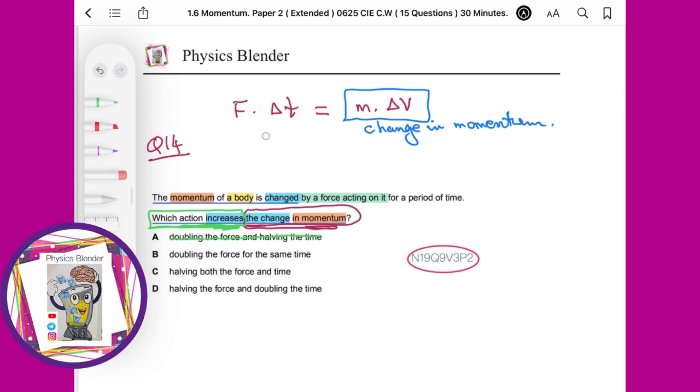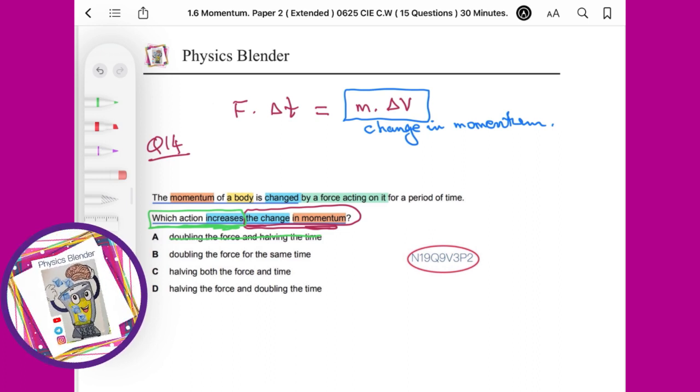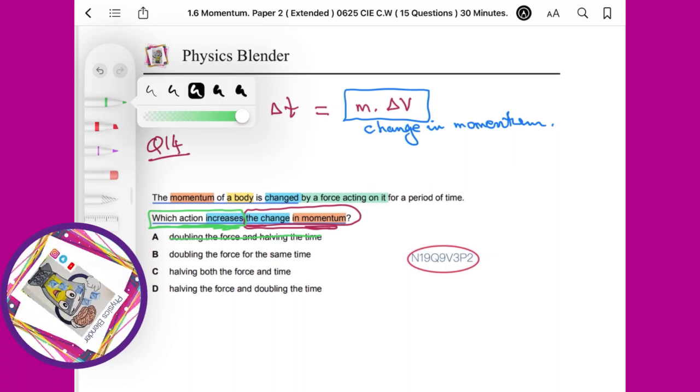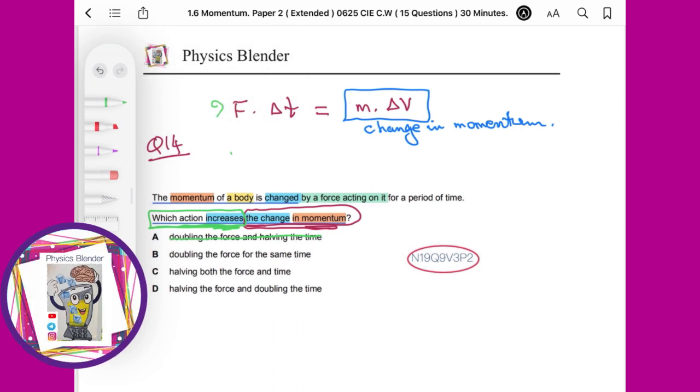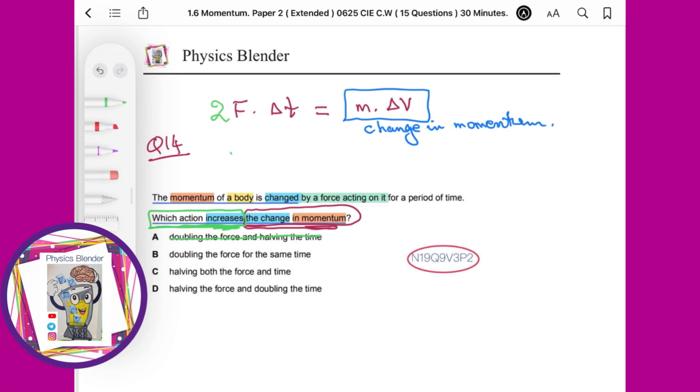Let's check the second one. Doubling the force for the same time. If you double the force and still have the same time, with no change in time, yes, this is correct.